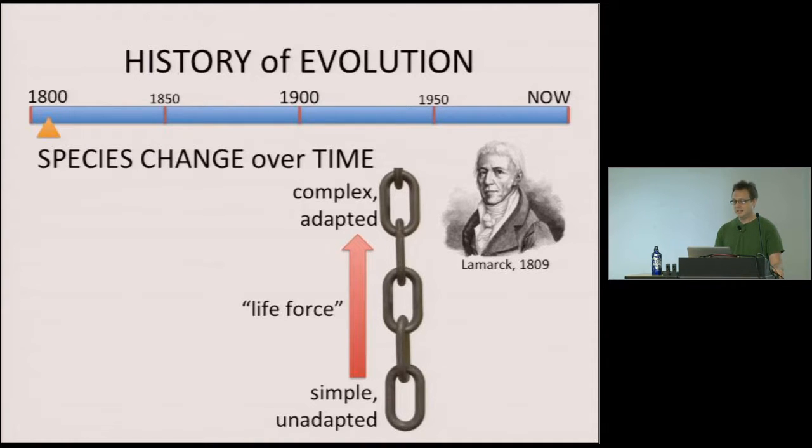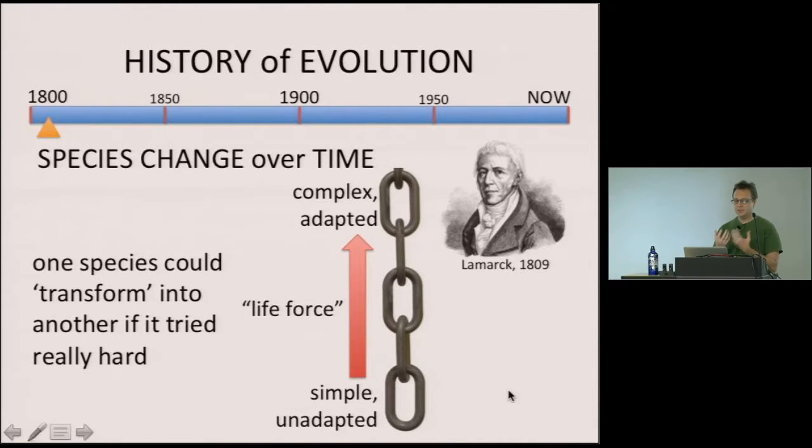And it was hierarchical, so the complex adapted species were in some sense better than the simple unadapted ones. Basically what this early pre-evolutionary theory boils down to is that one species could, by trying really hard, transform itself into another better species.